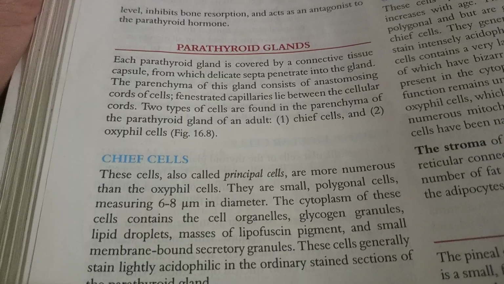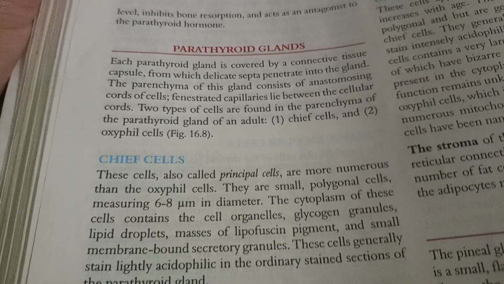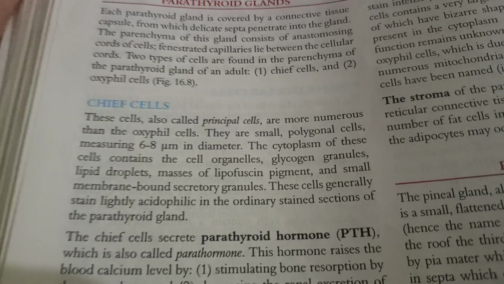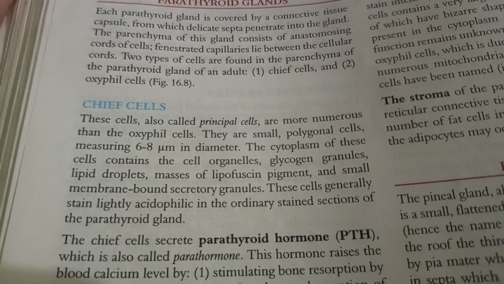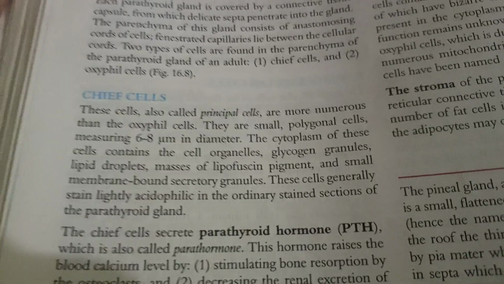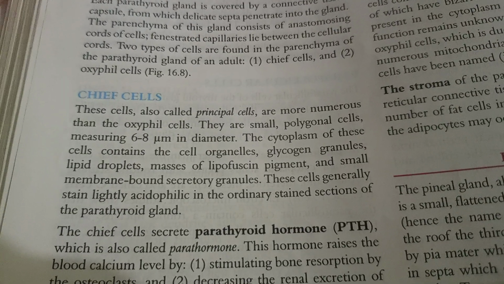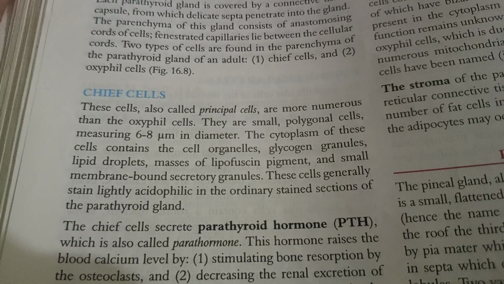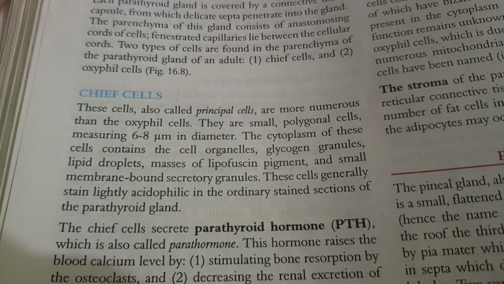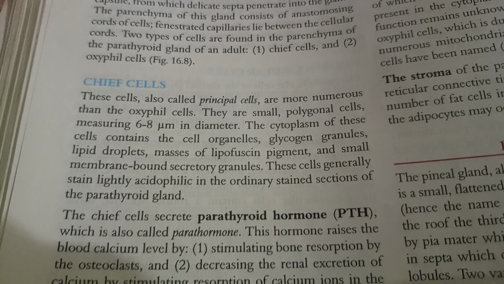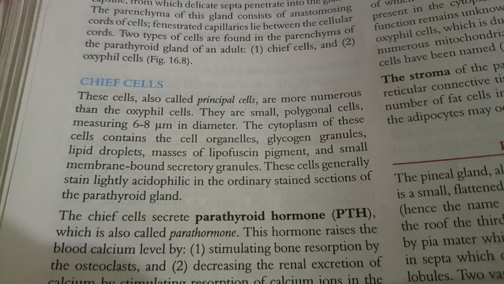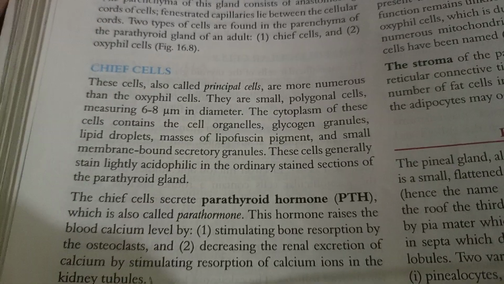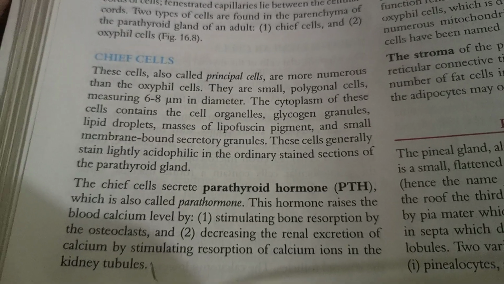Two types of cells are found in the parenchyma of the parathyroid gland of an adult: chief cells and oxyphil cells. The chief cells are also called principal cells and are more numerous than oxyphil cells. They are small polygonal cells measuring 6 to 8 micrometers in diameter. The cytoplasm of these cells contains the cell organelles, glycogen granules, lipid droplets, masses of lipofuscin pigment, and small membrane-bound secretory granules. These cells generally stain slightly acidophilic in ordinary stained sections of the parathyroid gland. The chief cells secrete parathyroid hormone, which is also called parathormone.